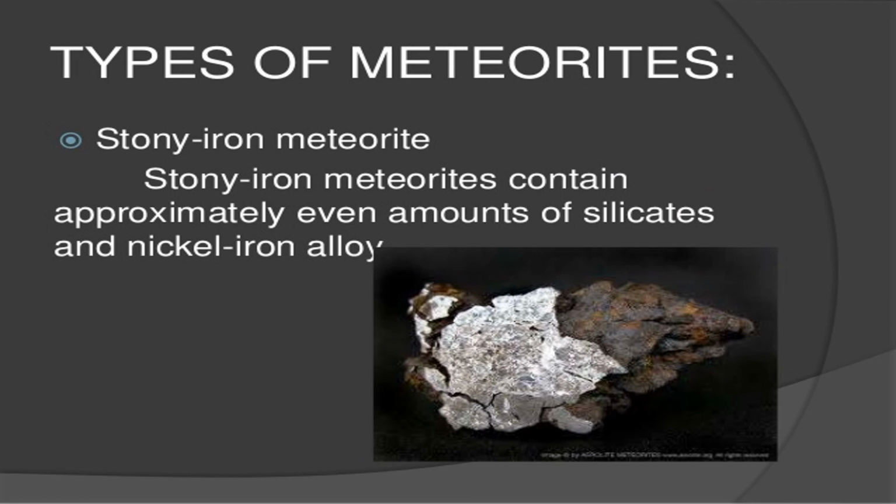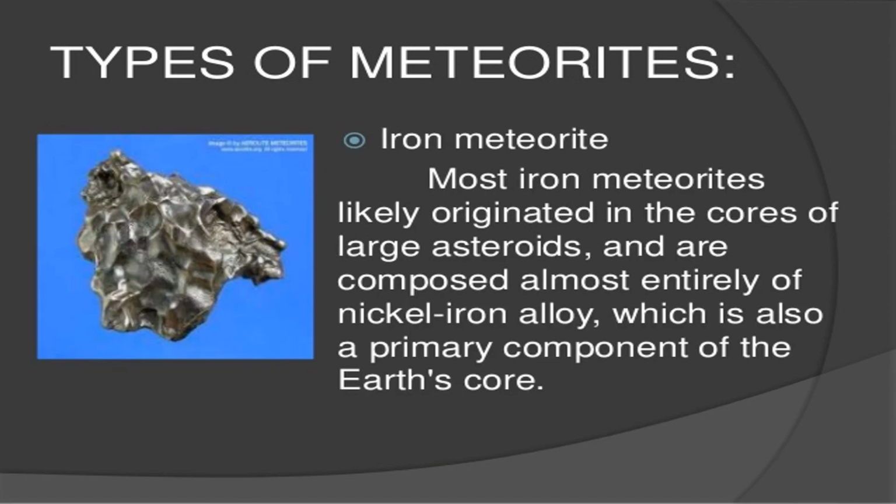Now we have the stony iron meteorite. Stony iron meteorites contain approximately even amounts of silicates and nickel-iron alloy. So they also differ with the stony meteorite. Okay, so we have the next. We have the iron meteorite. Most iron meteorites likely originated in the cores of large asteroids and are composed almost entirely of nickel-iron alloy, which is also a primary component of the Earth's core. So this is how it looks like.